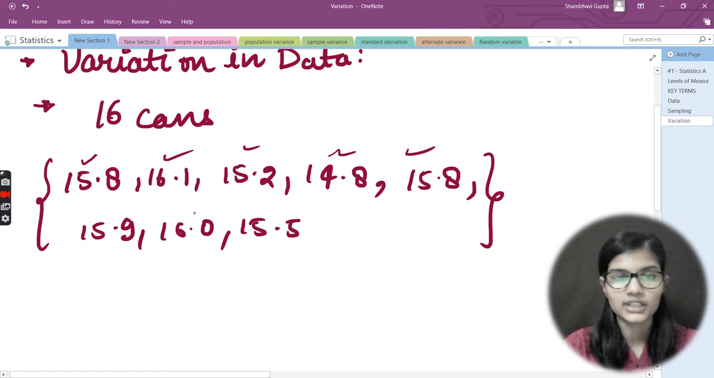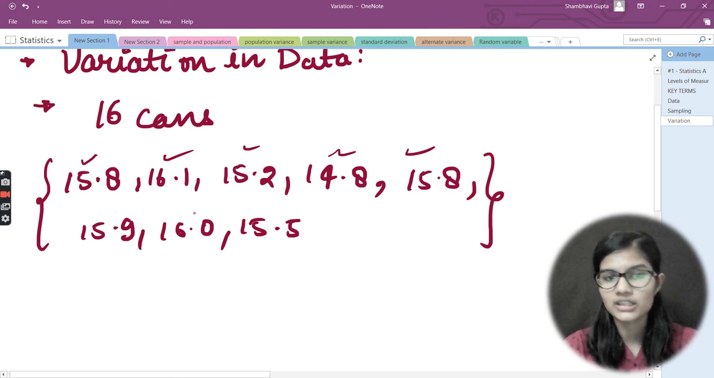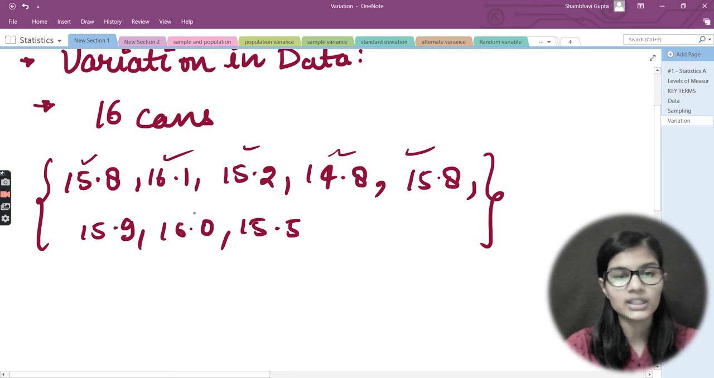First one is 15.8, the second one is 16.1, the third one is 15.2. Yeah, they're varying a lot, right? What can be the reason? There can be two reasons.